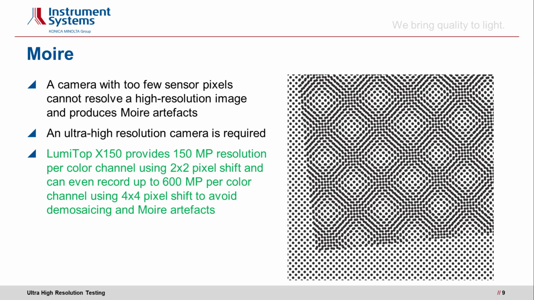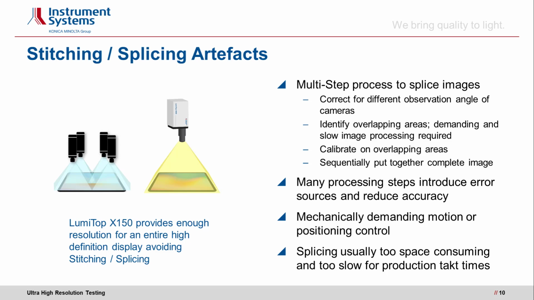The first is Moire. Moire is a type of artificial pattern in an image that results when a display with a regular pixel structure is investigated by a camera also with a regular pixel structure. The presence of Moire depends upon the ratio of the resolutions of the display and camera. With an ultra-high resolution camera, like in the X150, where each pixel of the display is well resolved, Moire can be avoided completely.